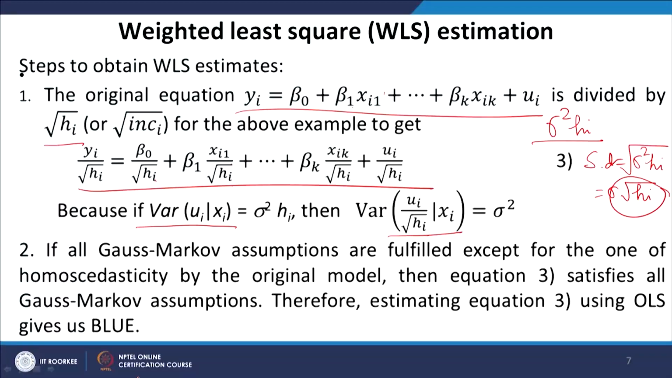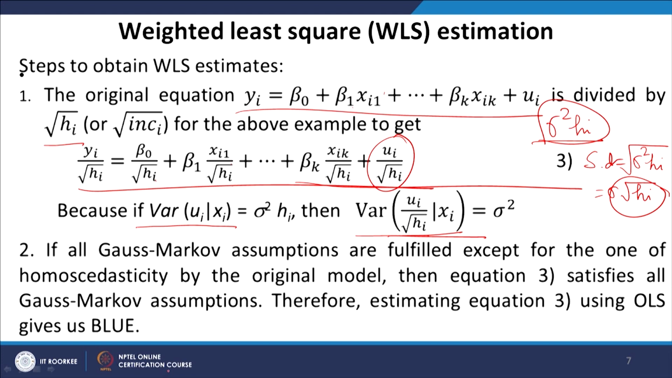But if I write equation 3 in this form, knowing the form of heteroscedasticity, then you can see that the variance of this term, variance of ui given root over hi, conditional upon the values of xi, is equal to sigma square. So, this is actually homoscedastic errors. If homoscedastic errors are there and other assumptions of Gauss Markov theorems have already been fulfilled, then we can estimate equation 3 using OLS, and then OLS would give us best linear unbiased estimators.